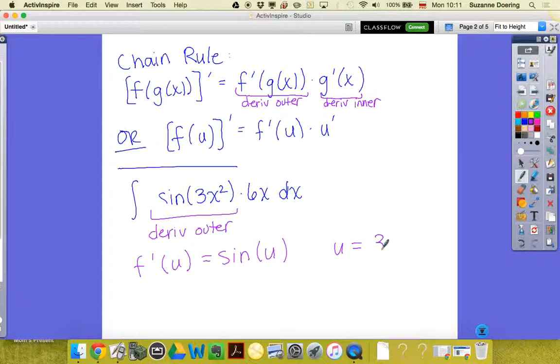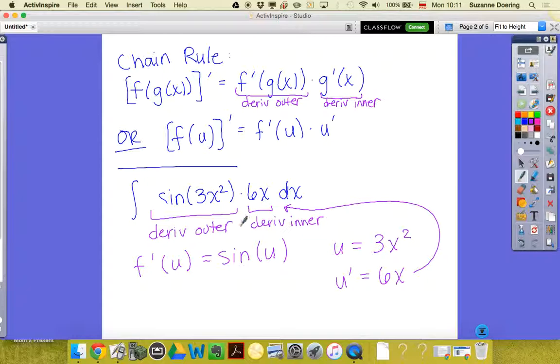So our inner function is 3x squared. That means that the derivative of our inner function must be 6x. And notice that 6x matches exactly everything else we have in this integral. So this one works out nicely.